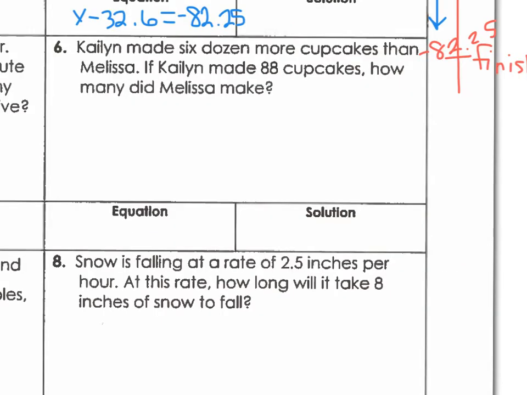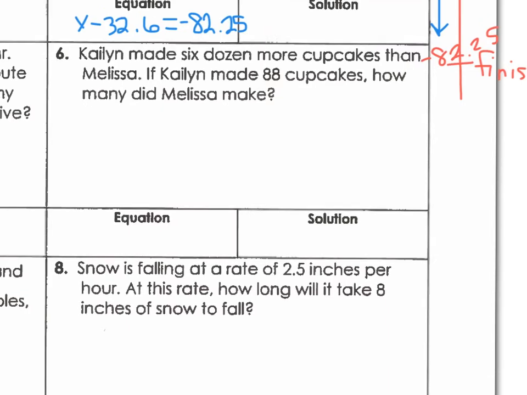All right, number 6. Caitlin made 6 dozen more cupcakes than Melissa. If Caitlin made 88, how many did Melissa make? All right, I'm going to make this variable m, because that just seems like a good thing to do. M represents the number of cupcakes that Melissa made.